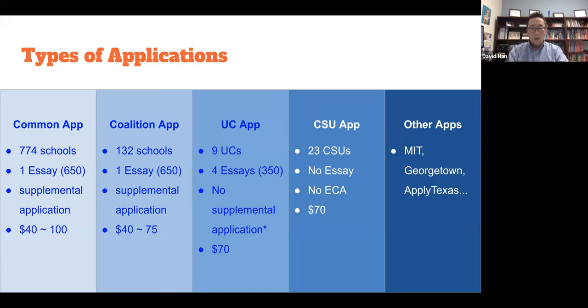And there are a whole bunch of other apps. Schools like MIT, Georgetown, and the majority of schools in Texas, or the University of Alabama system, or the State University of New York system, they have their own app. So if you're looking at some of those schools outside the state, you might need to look at a different application. It will definitely increase the amount of work that you need to do, because you need to fill out all the personal information, academic information, and extracurricular activities all over again.